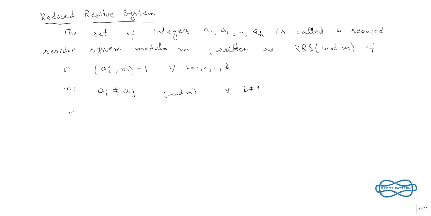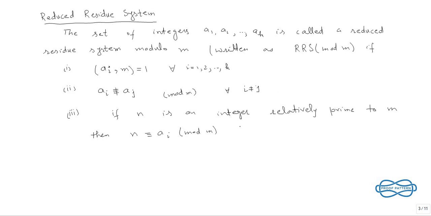And the third condition is, if n is an integer relatively prime to m, then this n must be congruent to ai modulo m for a unique i, and this i is between 1 and k. So this is the definition of reduced residue system.